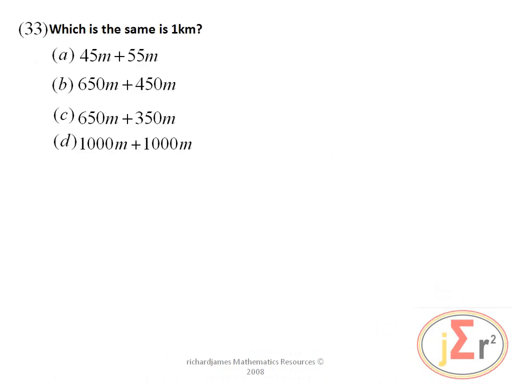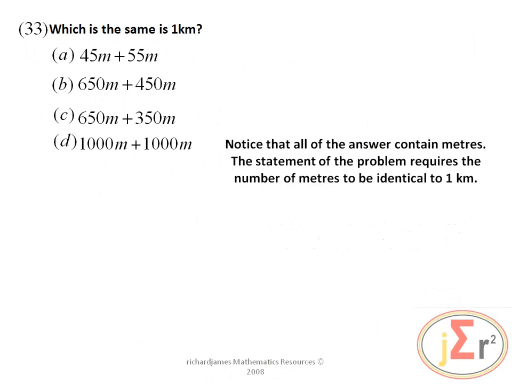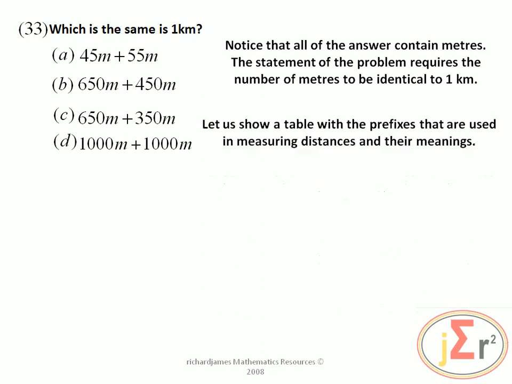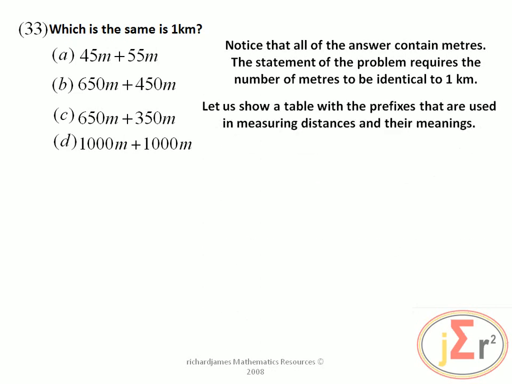Which is the same as 1 kilometer. Notice that all of the answers contain meters. The statement of the problem requires the number of meters to be identical to 1 kilometer. How many meters make a kilometer, Jerry? Okay, Jerry said that fast. He was very quick on that one. 1,000 meters make a kilometer.